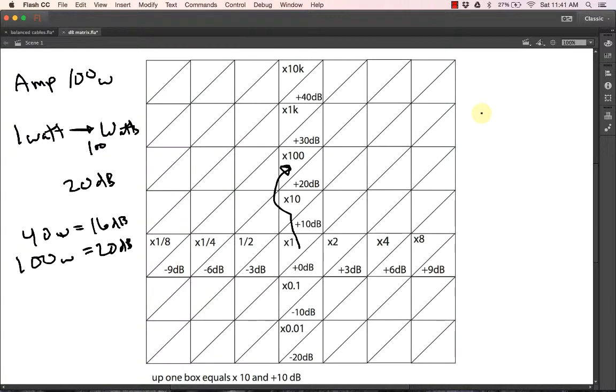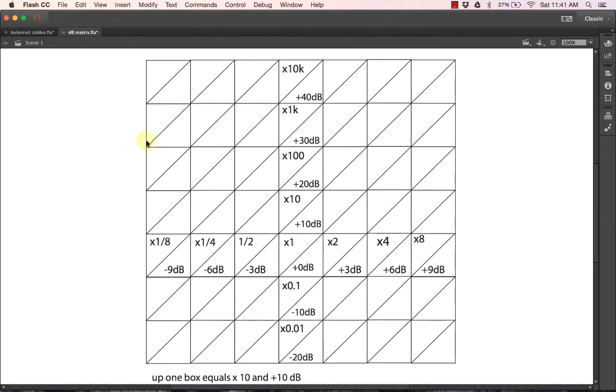Let's talk about speaker sensitivity too. Okay, let's delete all this. Let's say I have a speaker that has a sensitivity rating of 90 dB sensitivity. So what that means is with 1 watt it will put out 90 dB.